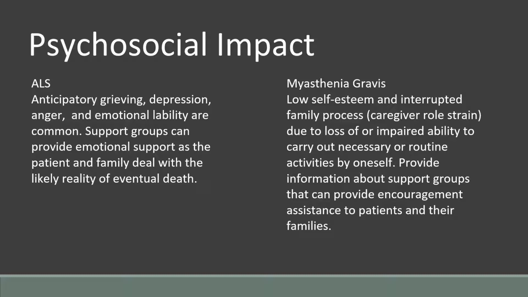There can be a profound psychosocial impact on those that are diagnosed with ALS and myasthenia gravis, as well as their families. For ALS, anticipatory grieving, depression, anger, and emotional lability are common. Support groups can provide emotional support as the patient and family deal with the likely reality of an eventual death. For myasthenia gravis, low self-esteem and interrupted family process or caregiver role strain due to loss of or impaired ability to carry out necessary or routine activities by oneself. Provide information about support groups that can provide encouragement and assistance to patients and their families.